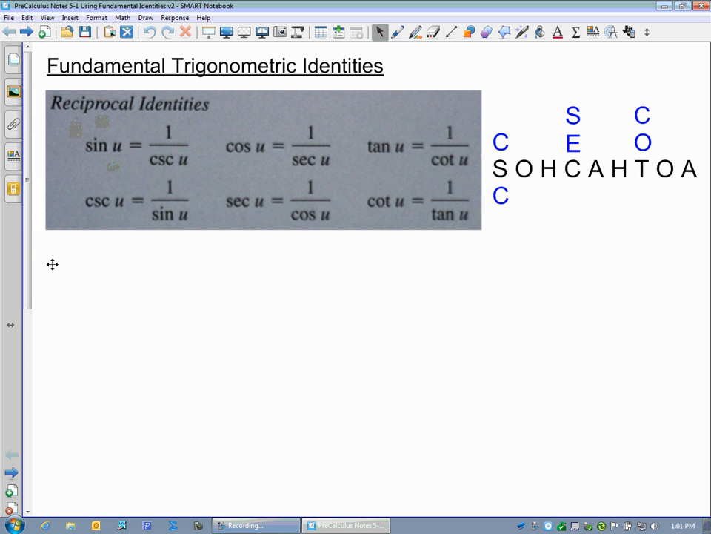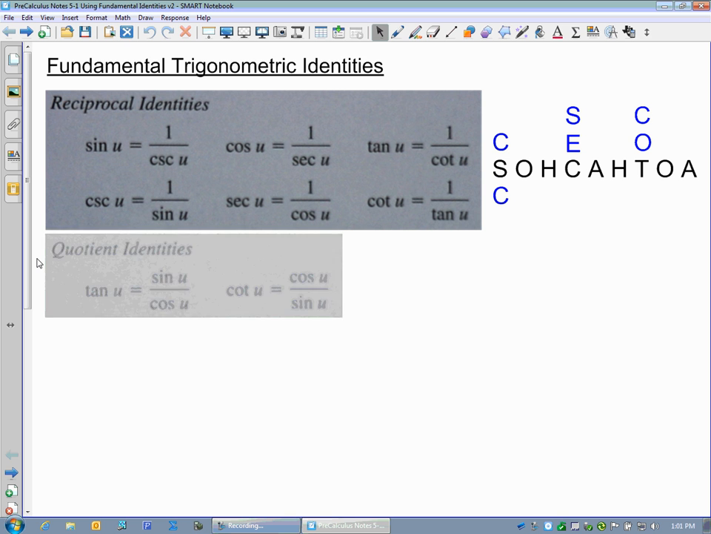In addition to the reciprocal identities, we also have the quotient identities, which are related. For these, we have the fact that tangent is sine over cosine, and cotangent is cosine divided by sine. These can become very useful when you want to change your expressions or equations so that you have just sines and cosines. That's sometimes a good idea because with sine or cosine you have more identities available to you, so you have more opportunity to make substitutions.